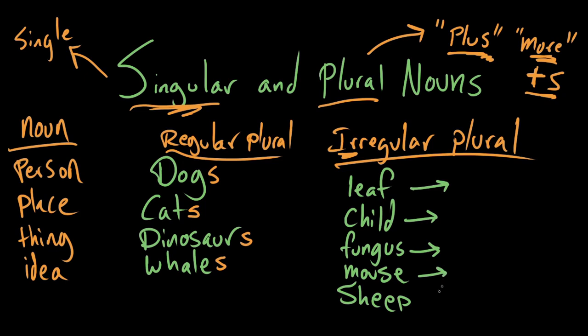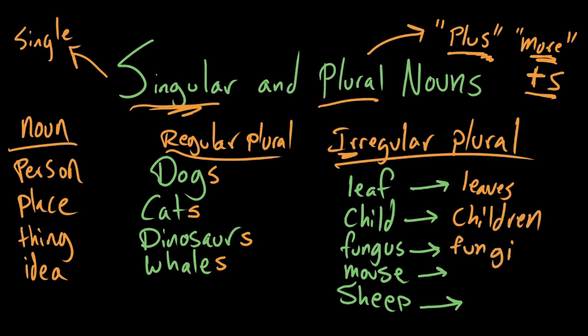Each one of these words corresponds to a class of words that has its own unique pluralization standards. So leaf becomes leaves, child becomes children, fungus becomes fungi, mouse becomes mice, and sheep stays sheep, believe it or not. So these are the irregular plurals, and we'll be covering each of these in turn in later videos. But for now, I just want you to focus on the regular plural, which again we can sum up this way. All you have to do is add an S.